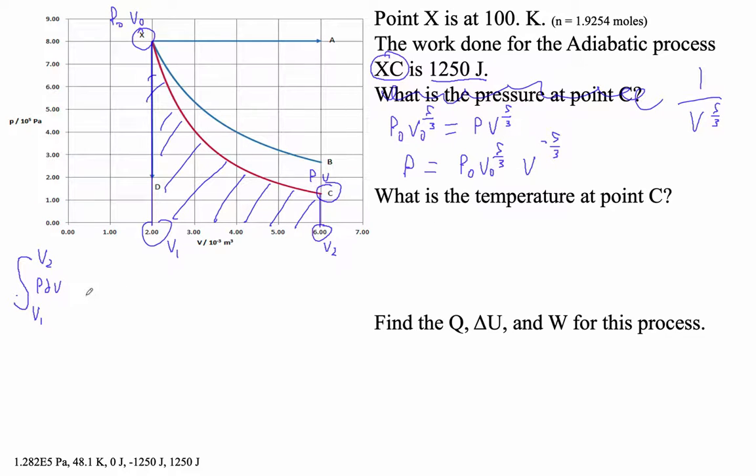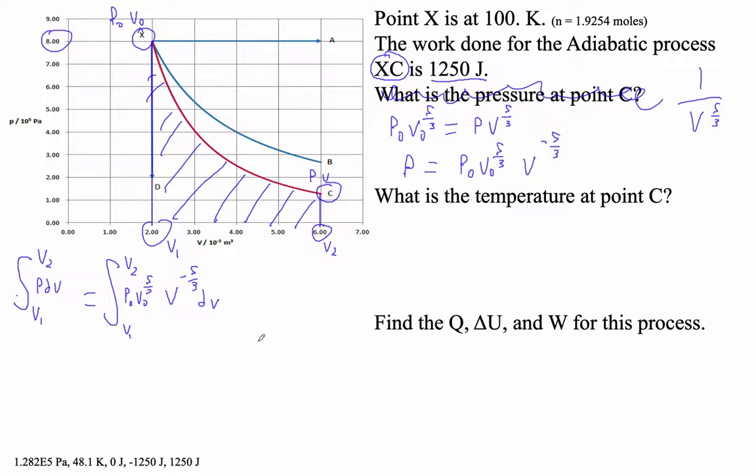So this becomes the definite integral of P naught V naught. Now these are just constants, remember? They're just given to us, right? 8 and 2 are our initial, right? Okay, and then the thing that actually varies with volume is this guy, right? So then it's going to be V to the negative 5/3, and then that's dV, right?